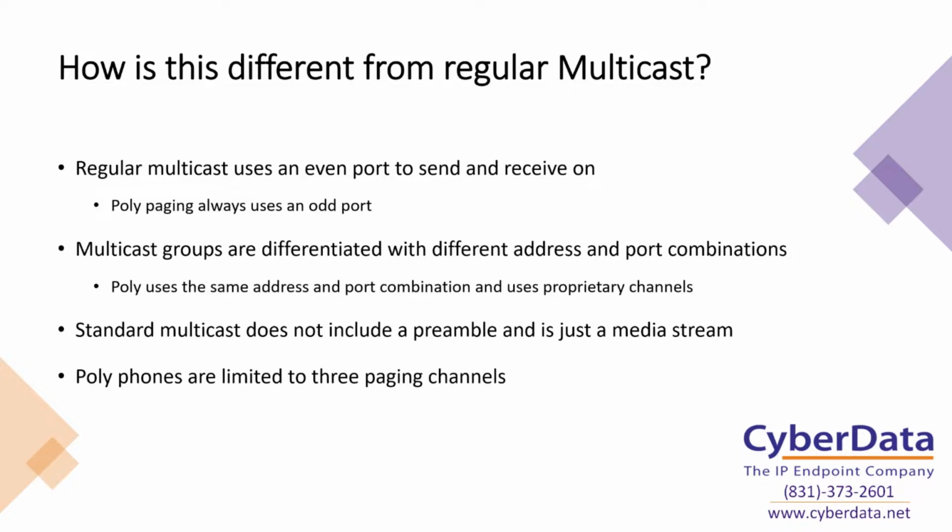So multicast groups are typically differentiated with different address and port combinations, and they're typically unique, where you'll have, say, for example, 224.0.0.1 and port 5002 for one particular priority. Say, in your CyberData universe, that would be your emergency priority, and you would have a completely different IP address and port for priority 8, priority 7, and so on and so forth. So that way you've basically got two differentiation points between those.